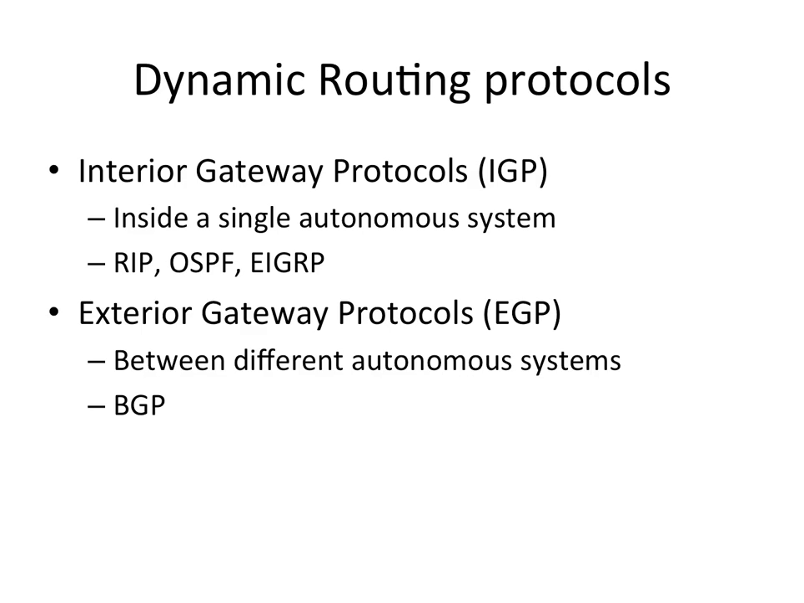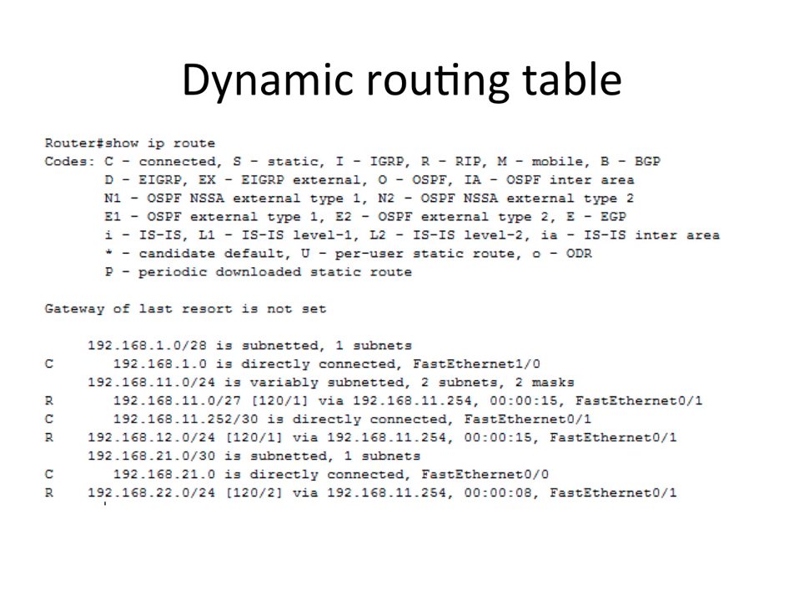City of Harrisburg would be an autonomous system probably. And the common interior gateway protocols you will run into are RIP, OSPF, and EIGRP. Exterior gateway protocols are routing protocols that share information between autonomous systems. So this is how we get the traffic actually across the internet between the different companies or different end users. And normally BGP is the primary protocol used for that. For EGP, exterior gateway protocols, BGP is the main protocol.